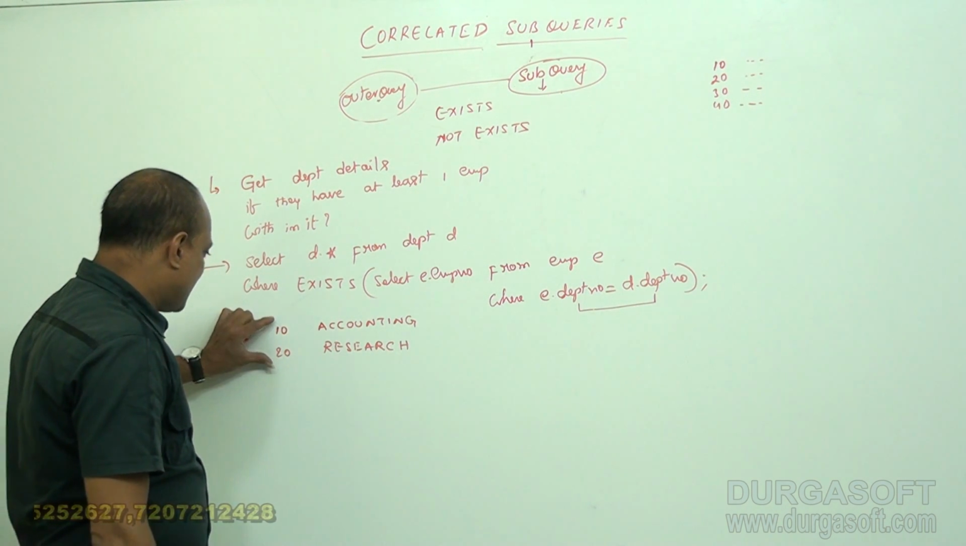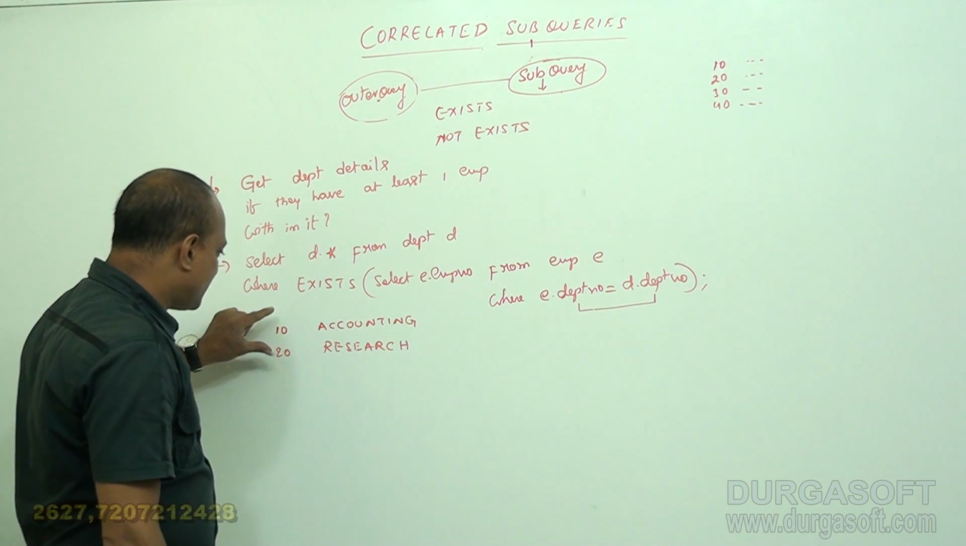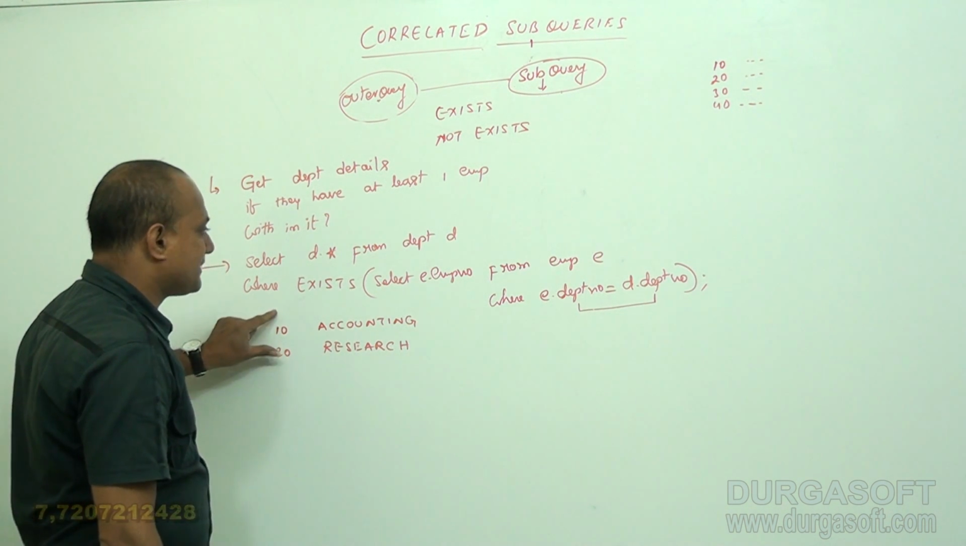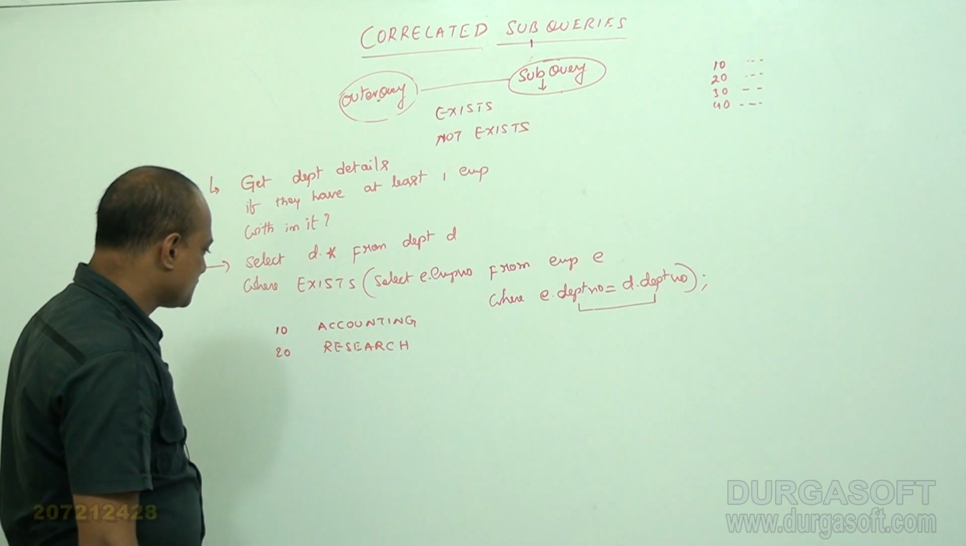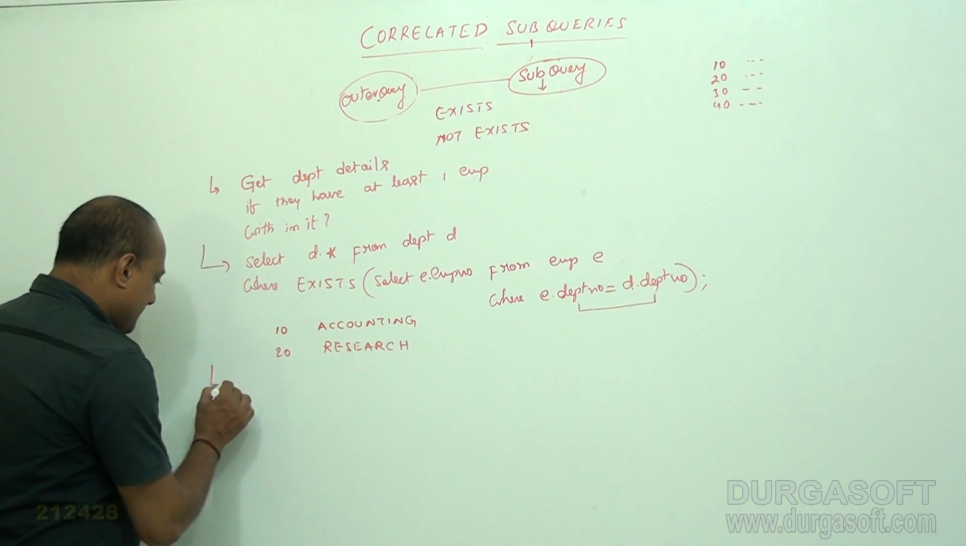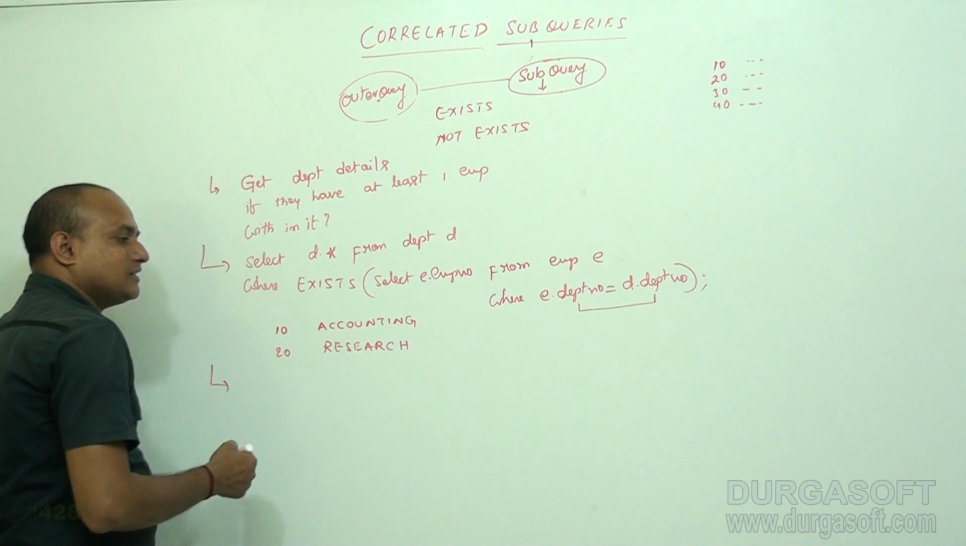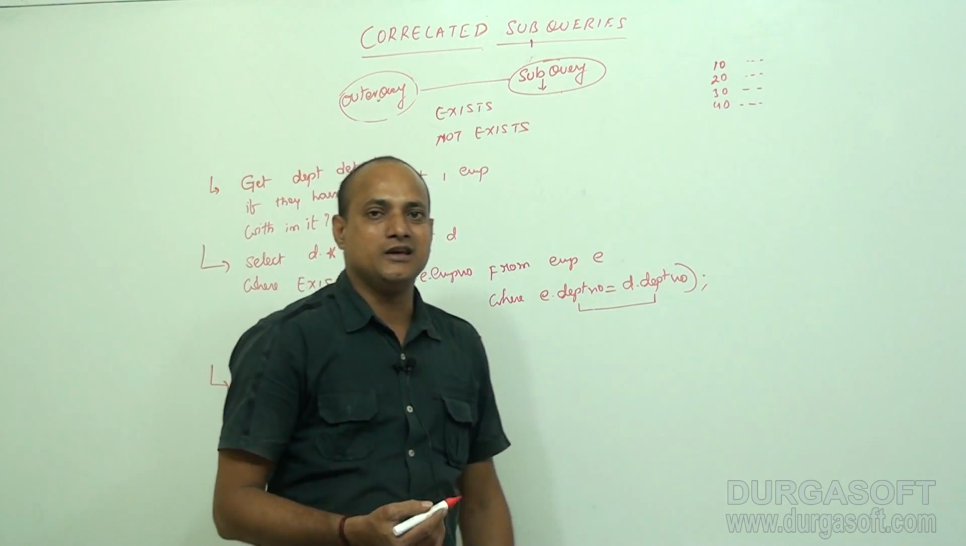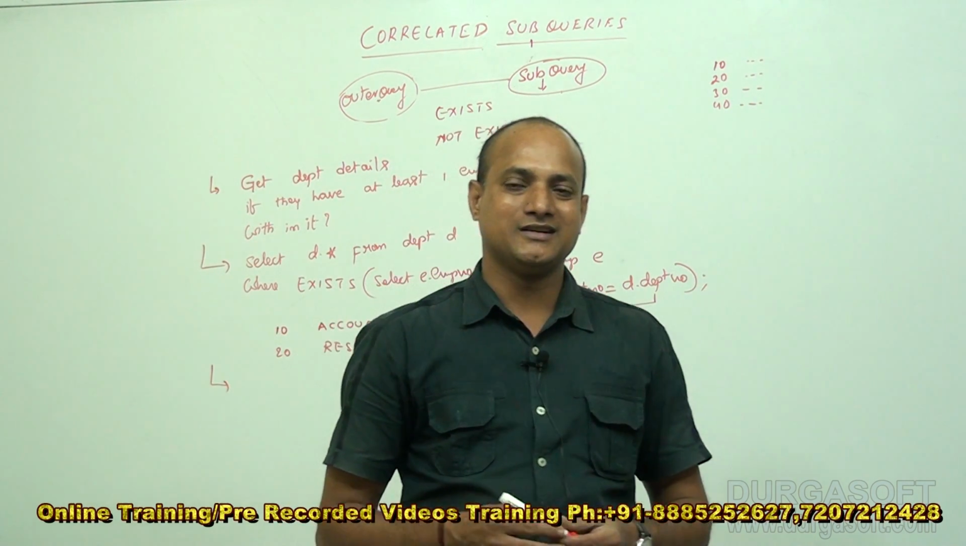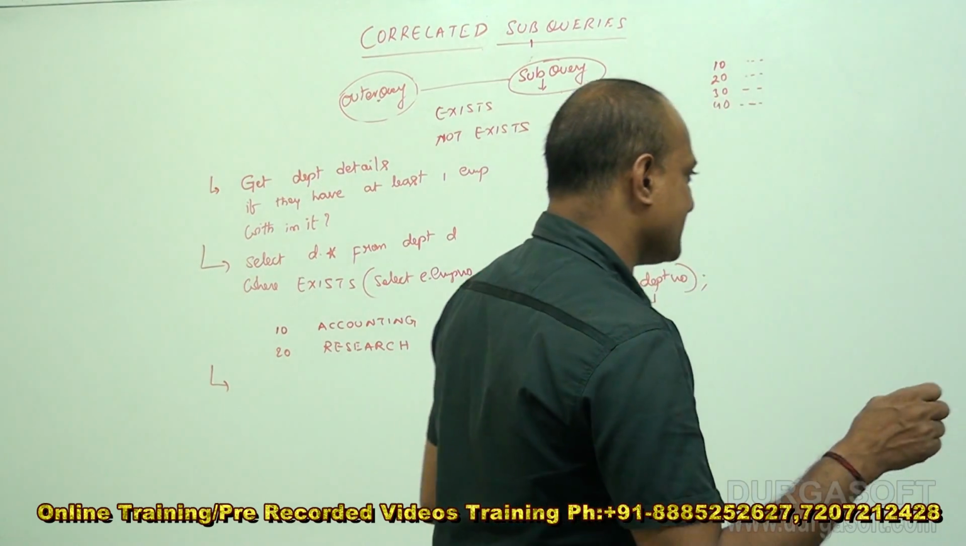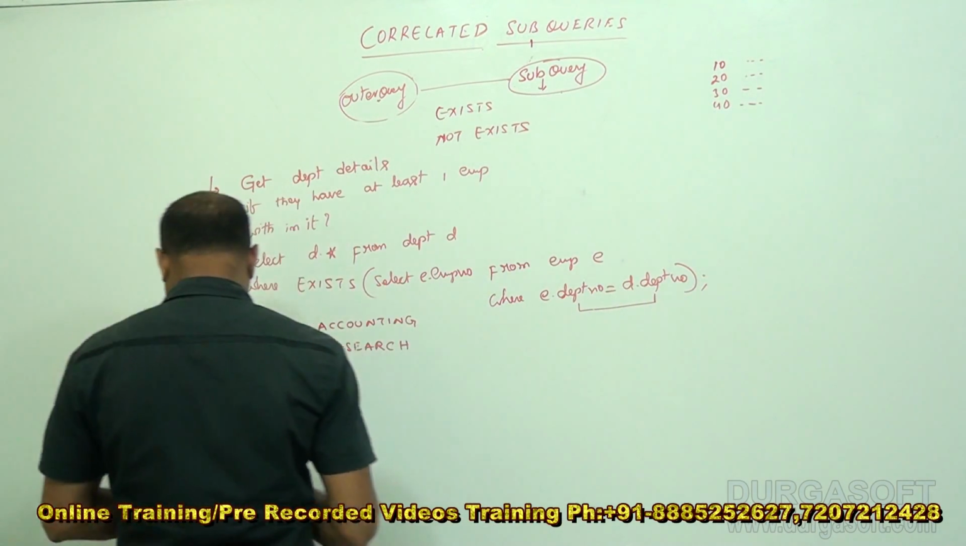So finally the query is displaying the department details where at least one employee should be there. Now let me write it in reverse: get department details if there are no employees at all.